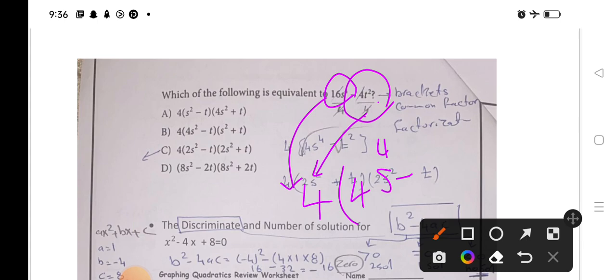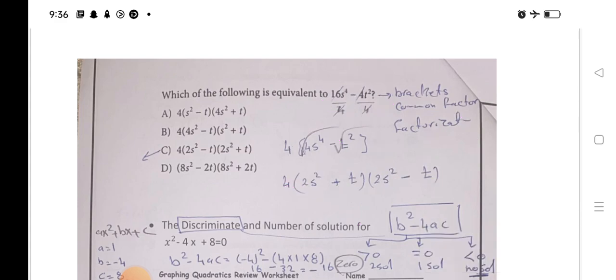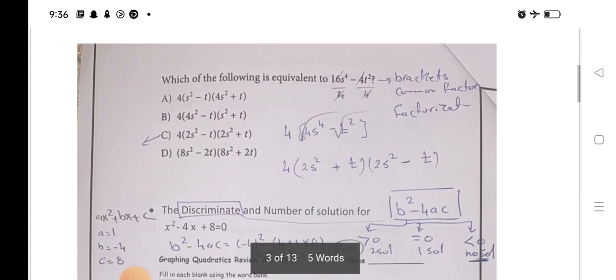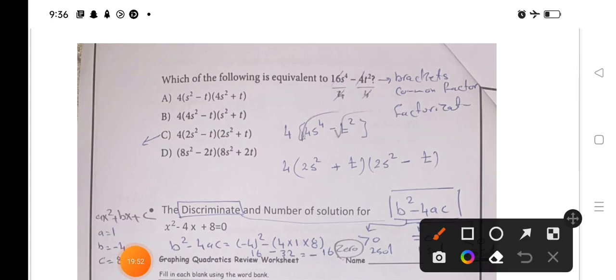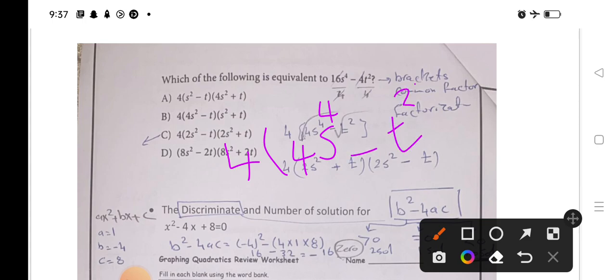t squared here, I will write it also t squared as it is, because it's not a common factor. After this, what should I do? Let's see together. I rewrite 4, open the bracket, 4s to the power 4 minus t squared. So I want to do what? Yes, factorize.